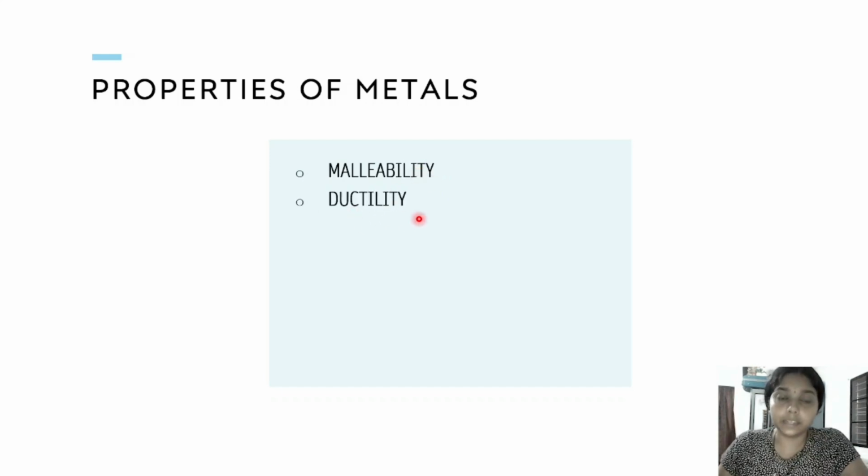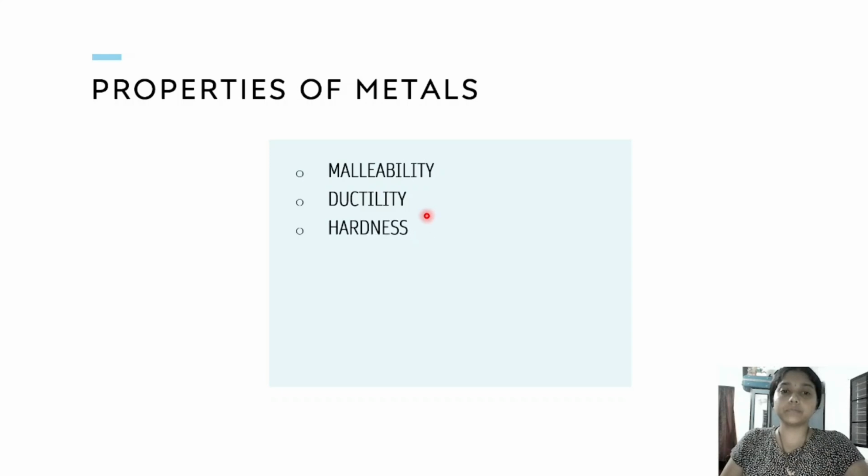Next is ductility. Ductility, what is it? The metal can be drawn into thin wires. Look at this. It is gold and it is a thin wire.